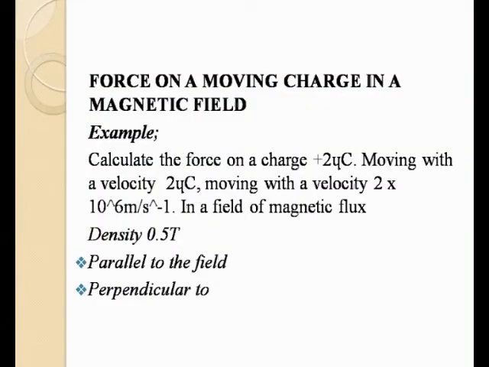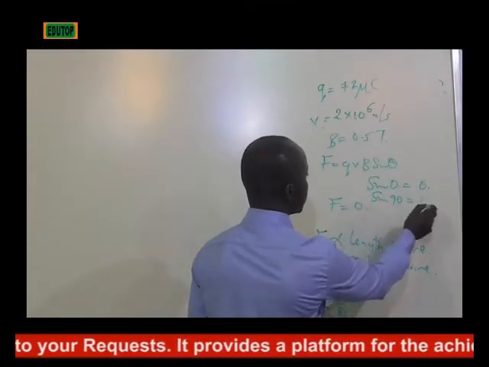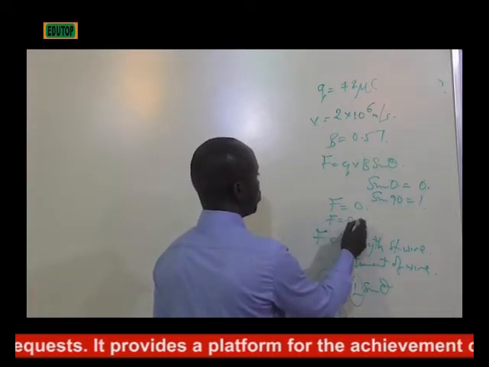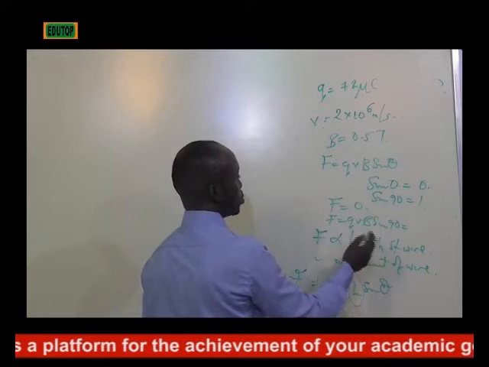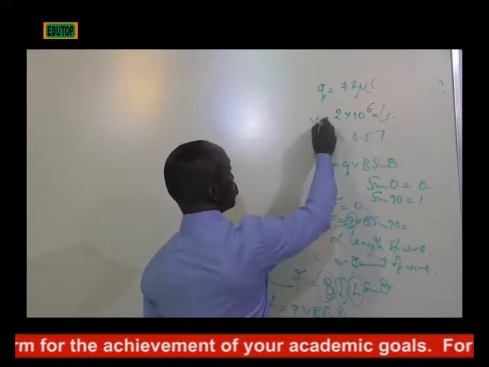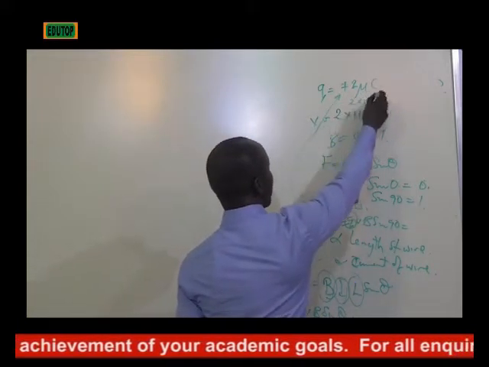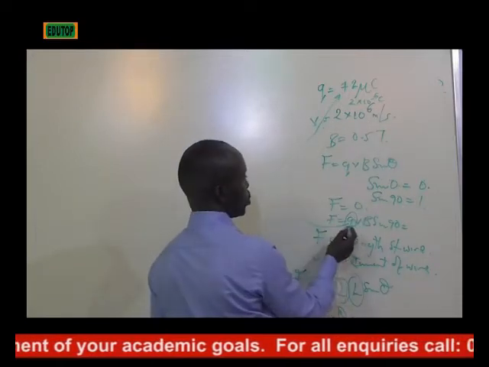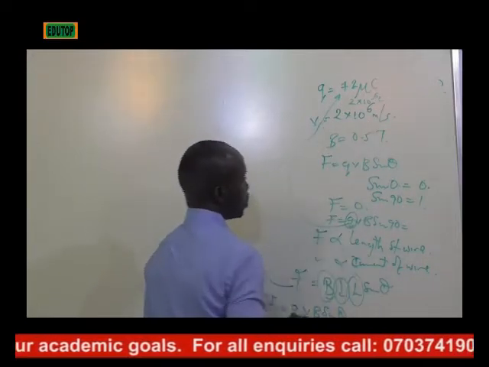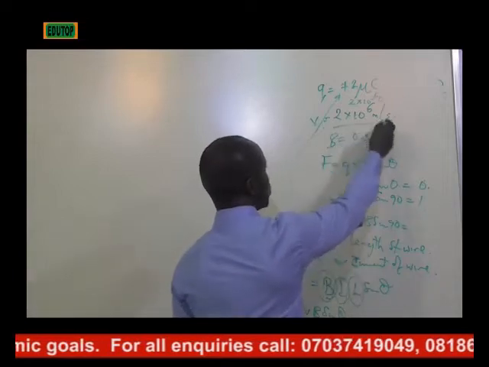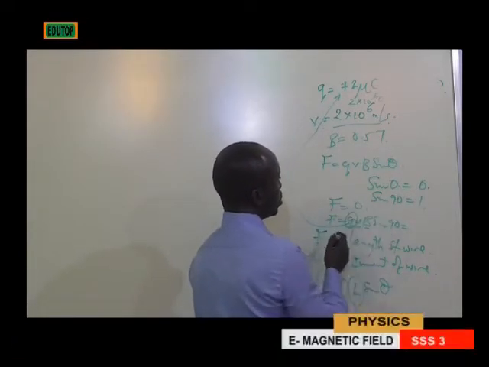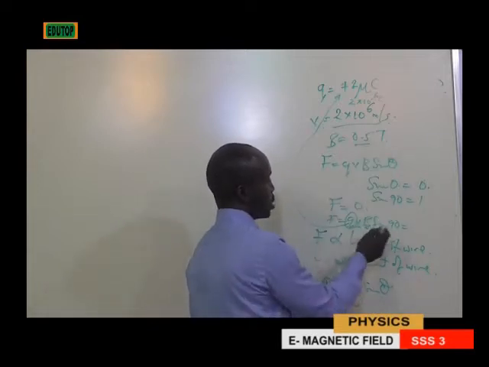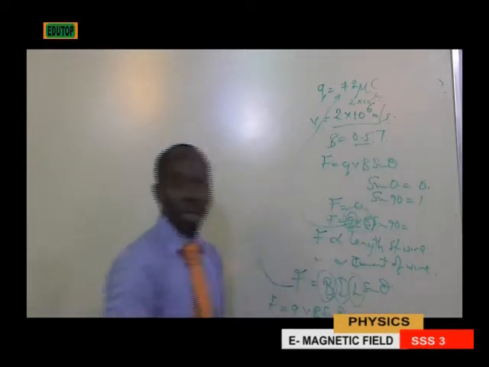But when it is perpendicular to the field, you have your sine 90, and sine 90 is 1. So from there, F equals QVB sine 90. You just insert those values. Your Q is 2 times 10 to the power minus 6, so you insert your Q here. Your velocity is 2 times 10 to the power 6, you put it here. Then your 0.5 Tesla, you put it in here, and you compute to obtain the force.